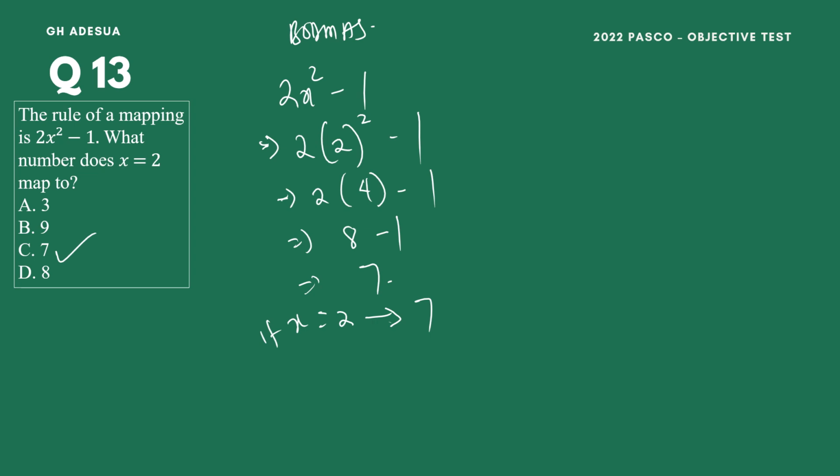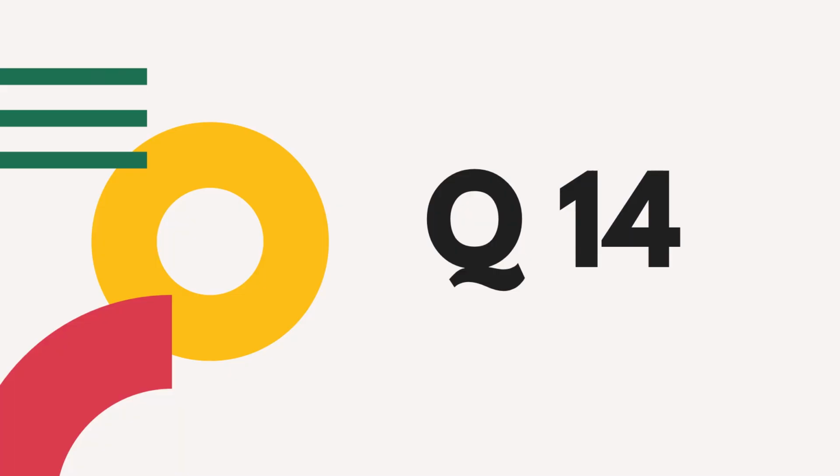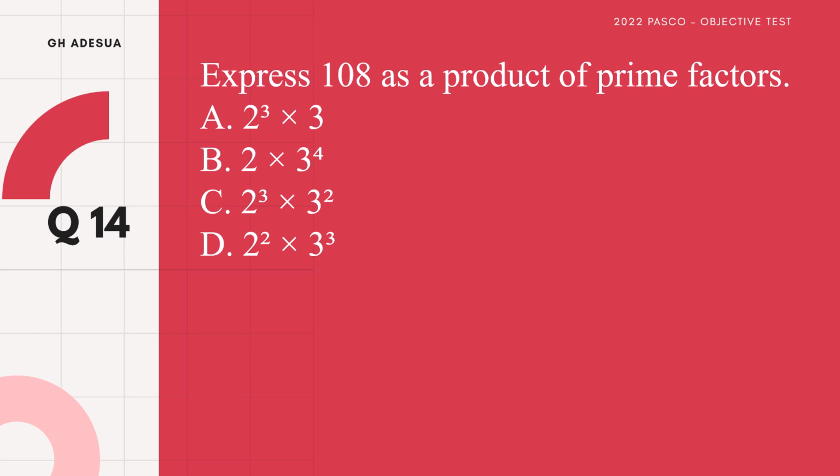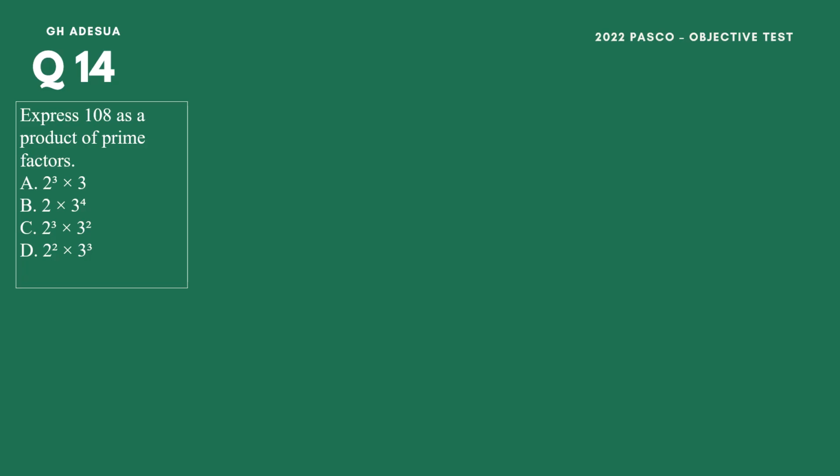So we now move on to our next, that's the 14th question. Express 108 as a product of prime factors. We are going to do the solution step by step, expressing 108 as prime factors. We are going to factor step by step.